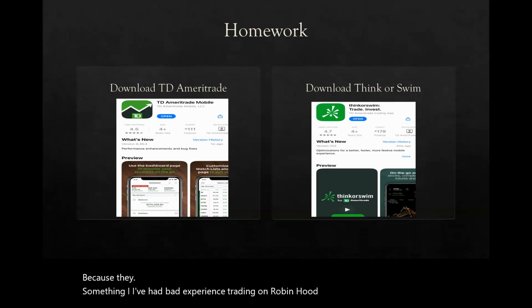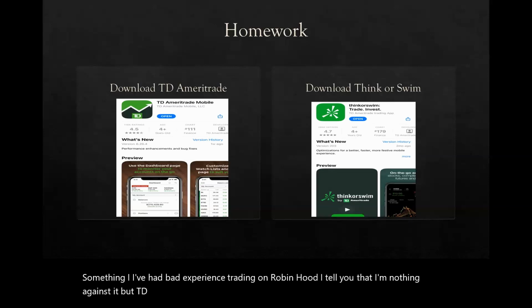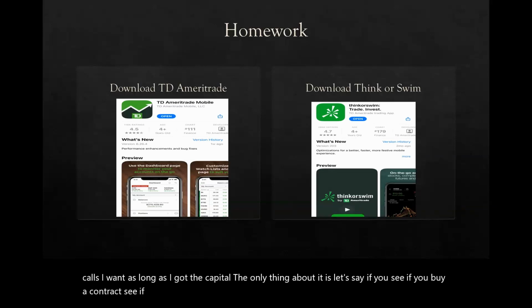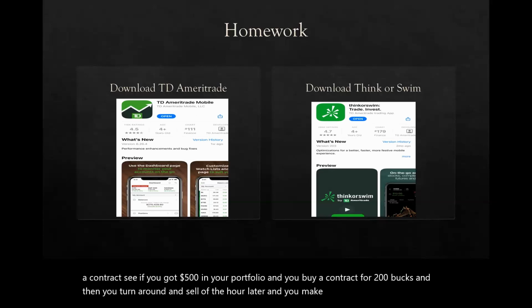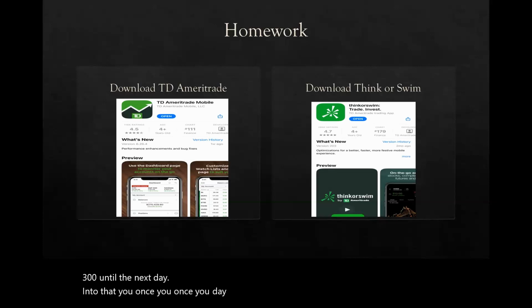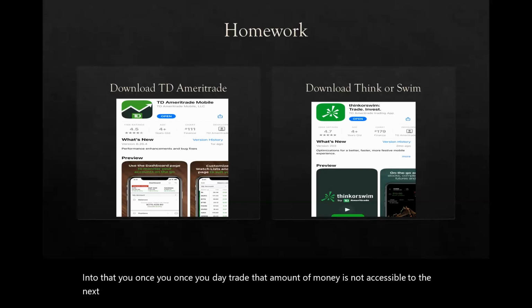I'm nothing against it, but TD Ameritrade, to answer your question, I could do as many puts and calls as I want as long as I got the capital. The only thing is, let's say you got $500 in your portfolio and you buy a contract for $200, and then you turn around and sell it an hour later and you make $300, right? You can't spend that $300 until the next day. Once you day trade, that amount of money is not accessible to the next day. No profits can be taken into the next day.